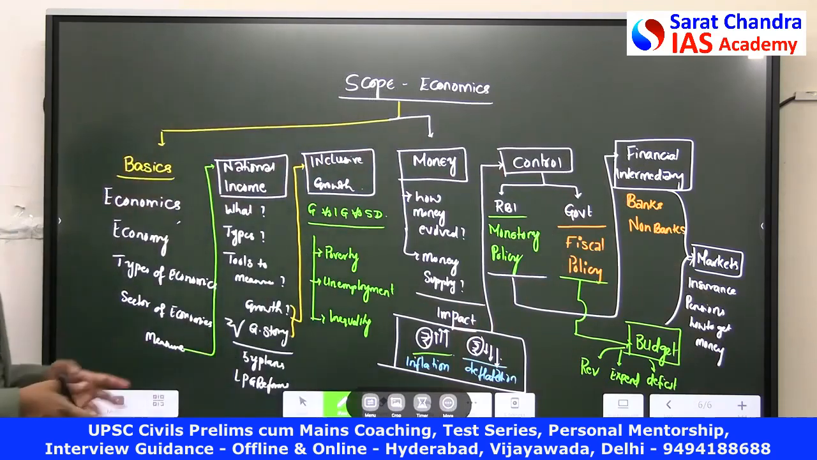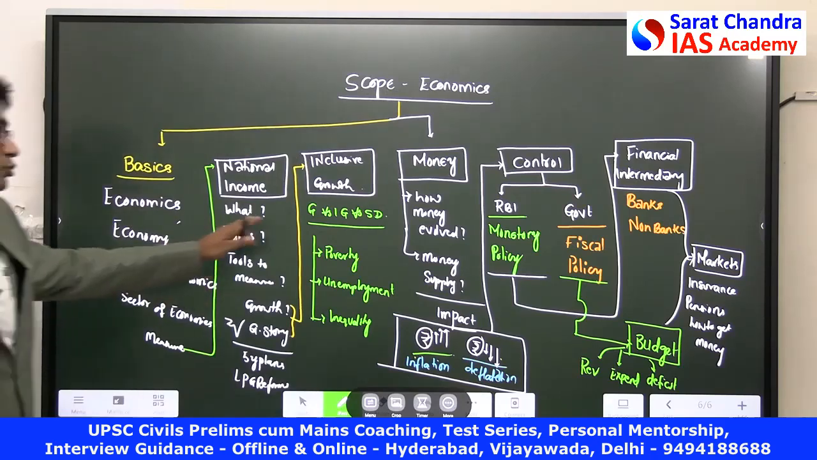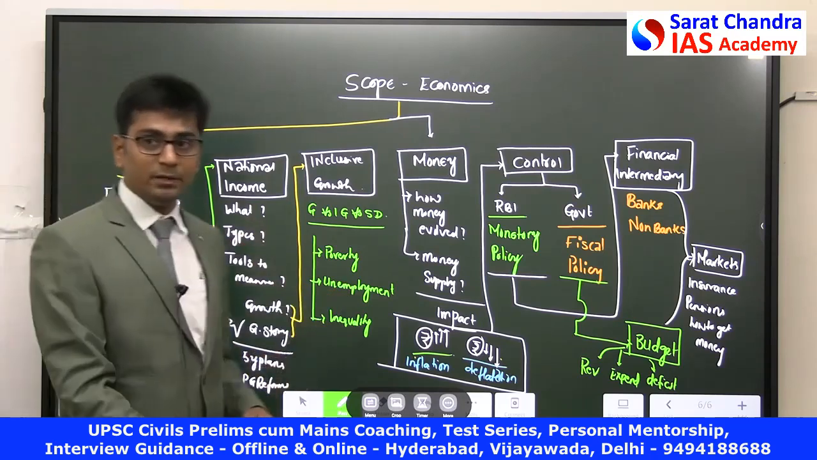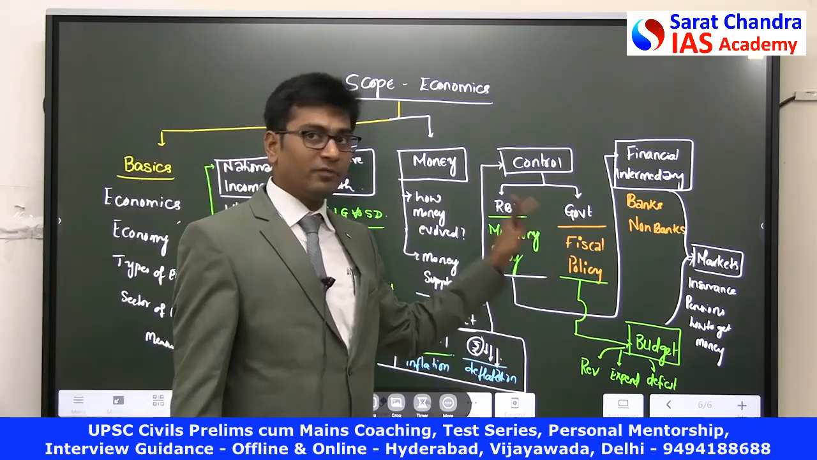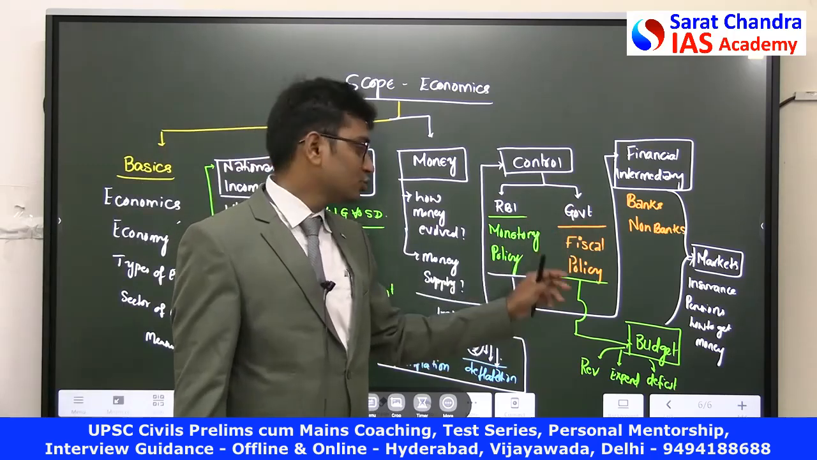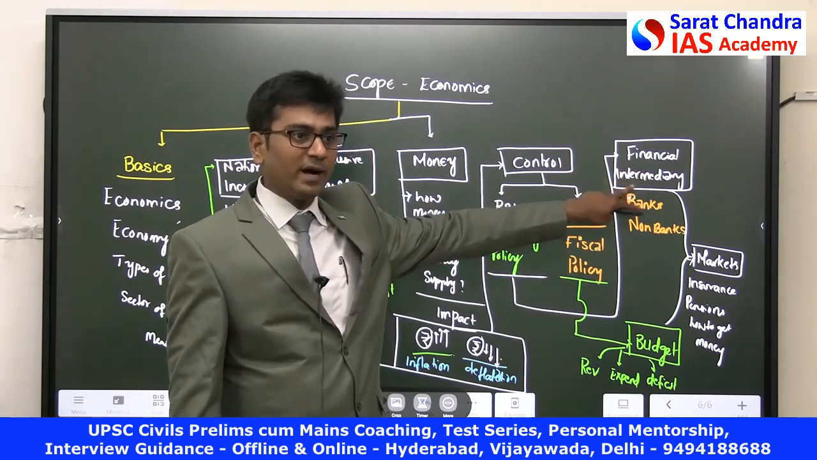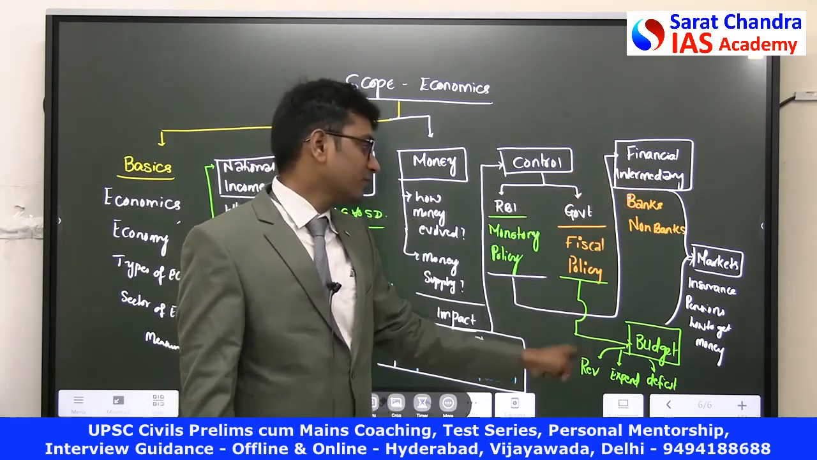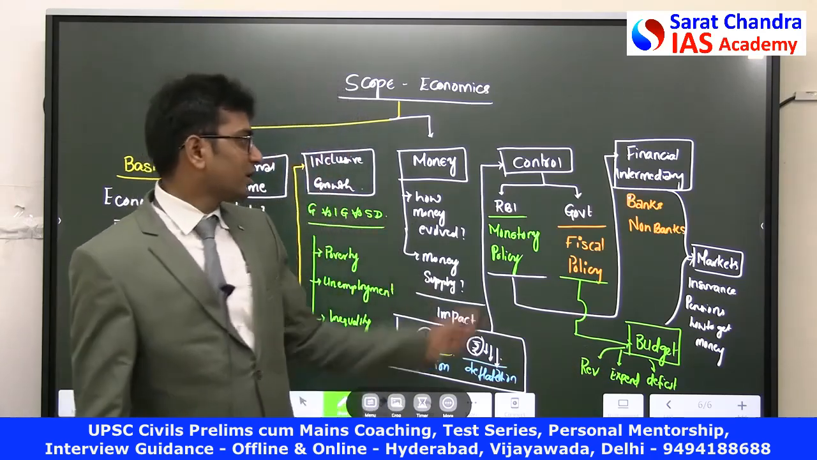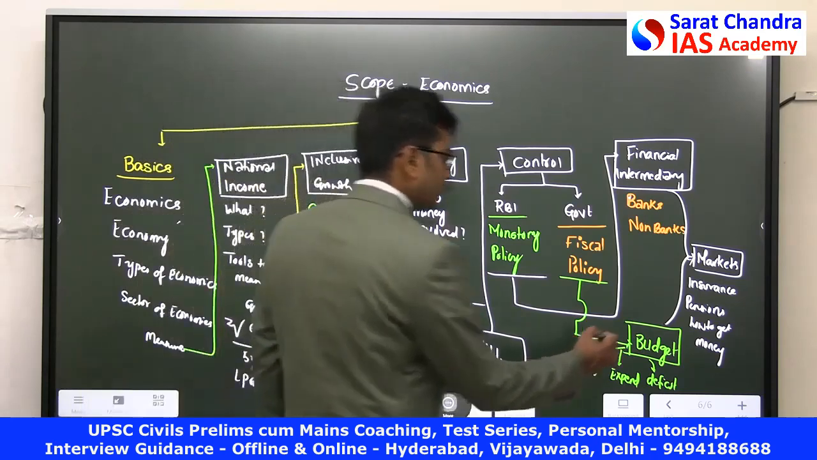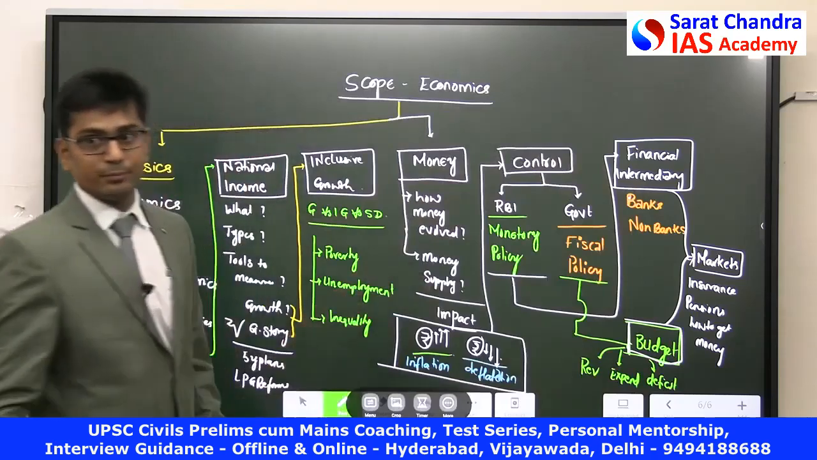This is the first scope. So what are the topics? Basics, national income, inclusive growth. After this, study about money, money impacts. That makes us study monetary policy if RBI is doing it, fiscal policy if government is doing it. Monetary policy leads us to financial intermediaries, where we will be studying banks and non-banks. Then we will study fiscal policy, where we will be discussing budget and these things. So these are all individual chapters. What you see in the brackets or in these boxes, these are all chapters of the subject.